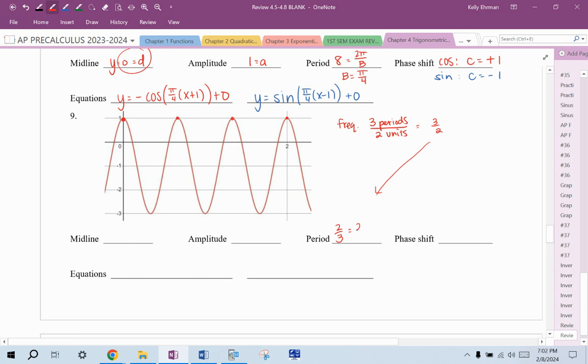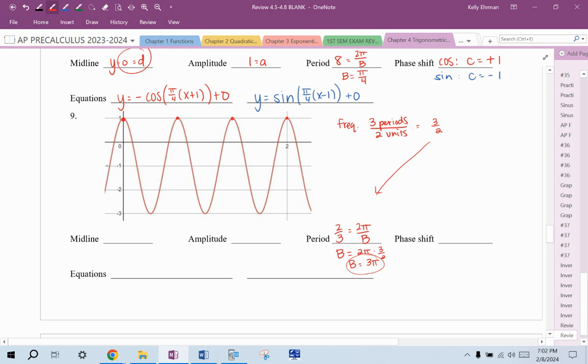And if I set that equal to 2 pi over b, when I solve for b, 2 pi divided by 2/3 is like times 3/2. So b is 3 pi. Okay, so b is 3 pi.